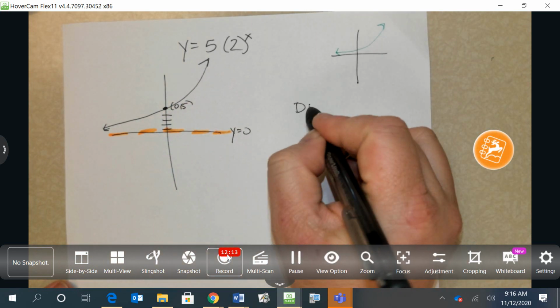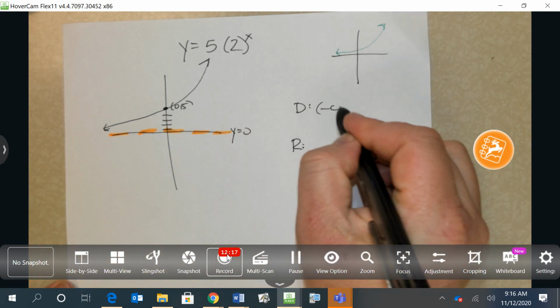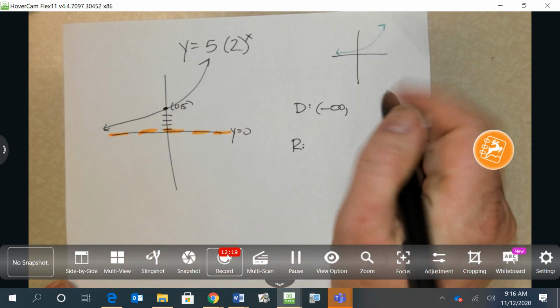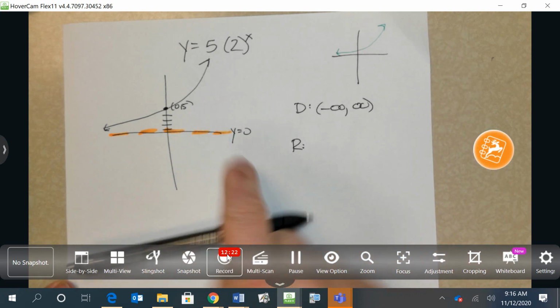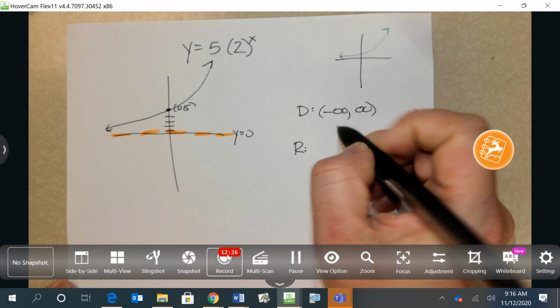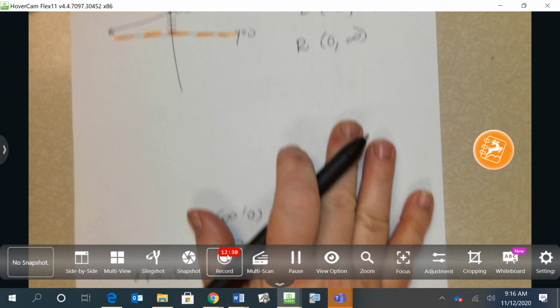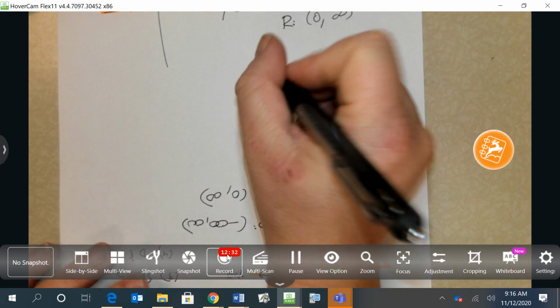And now domain and range. So domain, no limit how far it goes to the left, no limit how far it goes to the right. Range, it comes from the bottom, it comes up, although it never touches 0, it's approaching it. And no limit how high it goes. I'm going to give you a little bit of time here, I'd like you to do this problem.